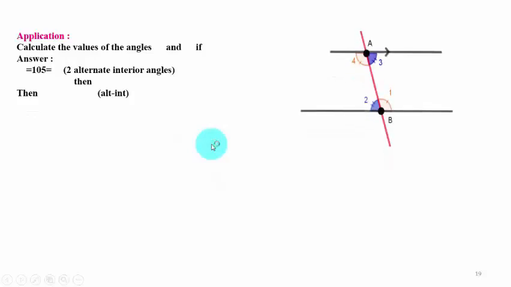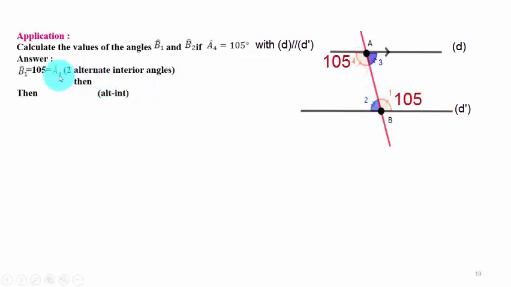Application. Calculate the values of angle B1 and B2 if angle A4 equals 105 degrees. The answer is angle B1 equals angle A4 equals 105 degrees. Why? They are alternate interior angles. Here angle A3 plus angle A4 equals 180 degrees. Then A3 equals 180 minus 105 equals 75 degrees. So we can say that angle B2 equals angle A3 equals 75 degrees, alternate interior angles.